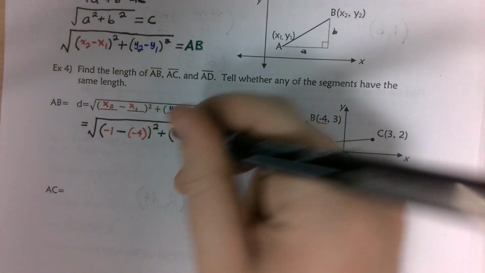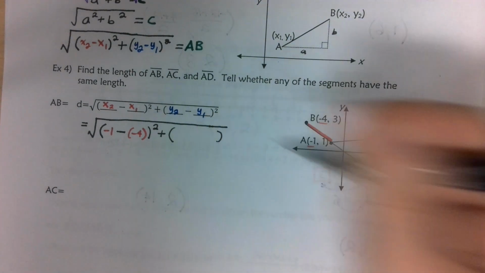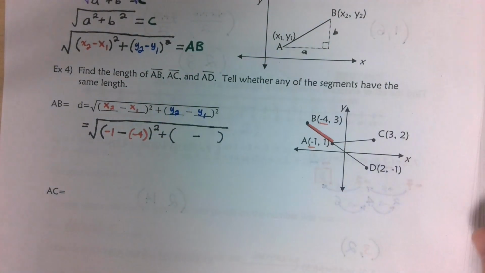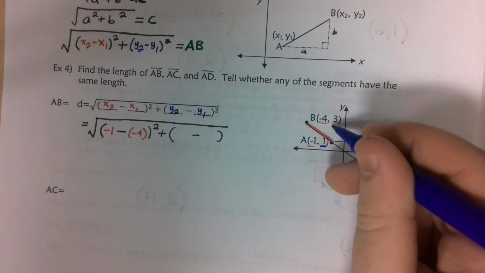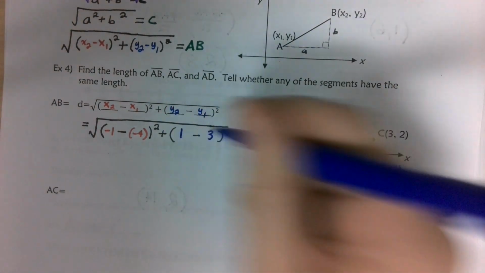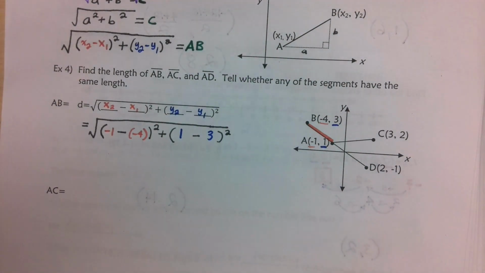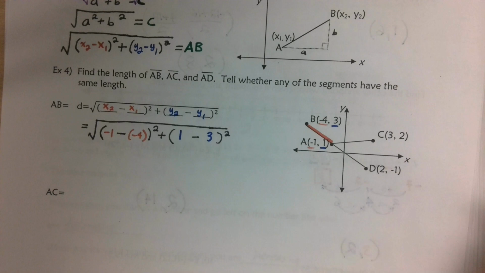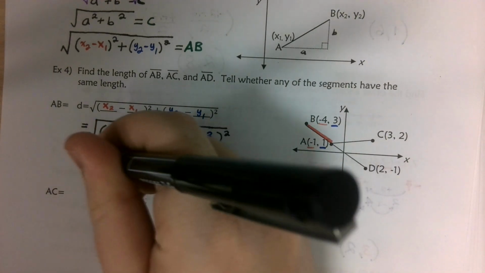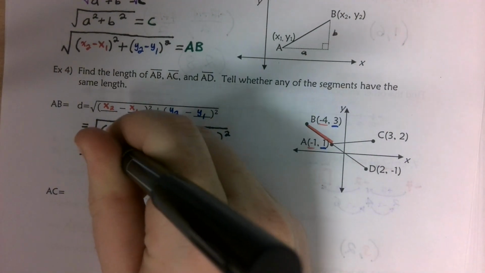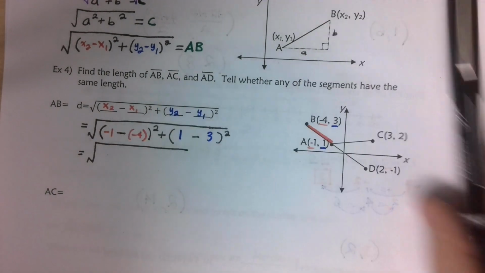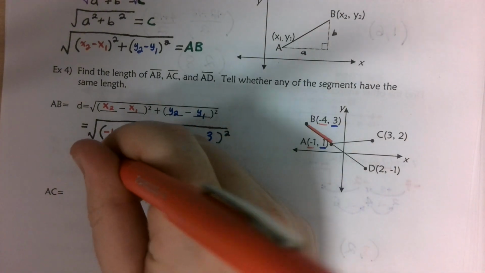Let's see if we can do the same thing with the y values. The y values are also pretty easy to find. They're 1 and 3. So it's 1 minus 3 squared. Again, the order for these does not matter because we're just going to square it in the end. We don't care if it's positive or negative. Negative 1 minus negative 4 is going to give us negative 5. So this becomes negative 5 squared.